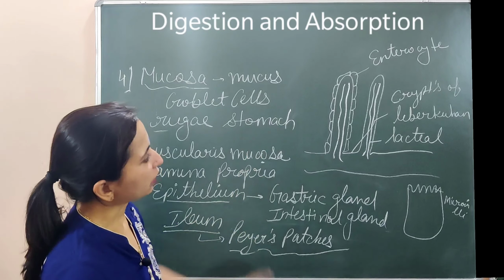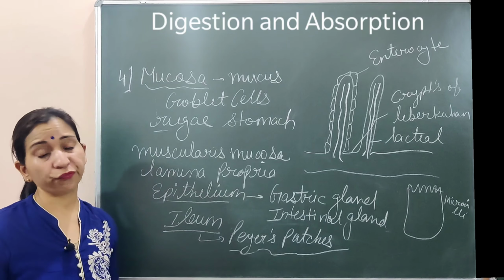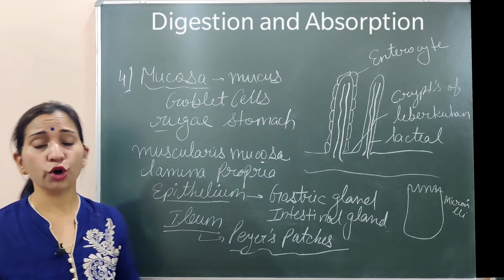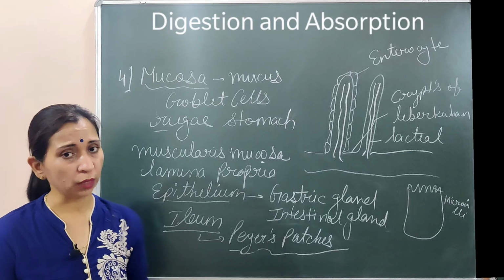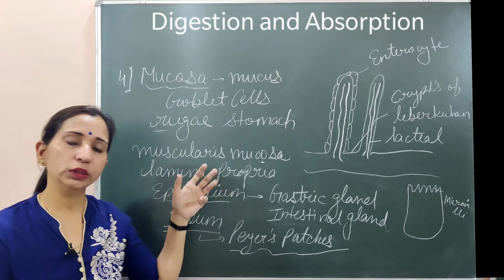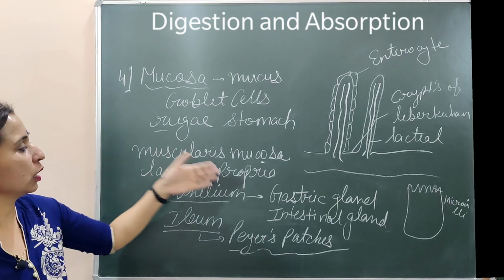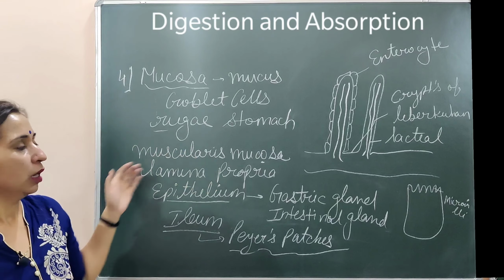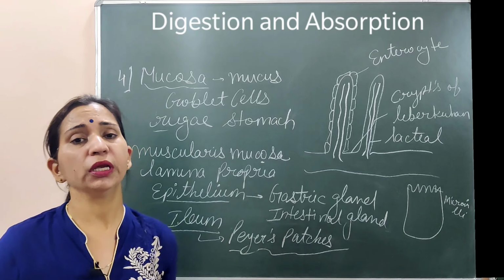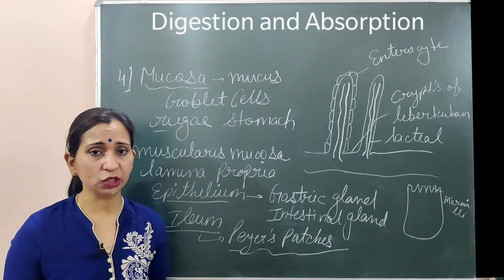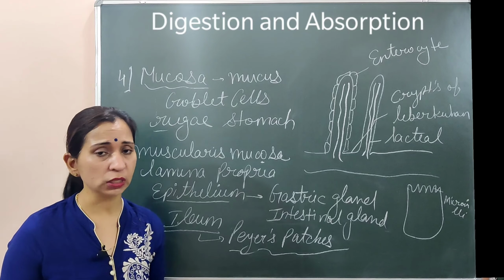Okay, now here we discuss the 4 different layers of the alimentary canal that make the complete structure of the alimentary canal. We started from the serosa or visceral peritoneum, then muscularis, then submucosa and mucosa. Mucosa is further divided into 3 layers: muscularis mucosa, lamina propria, and the third one is the epithelium. This is the common structure, but at some places in different parts of the alimentary canal, these structures show modifications. Like here also we discussed the epithelium.